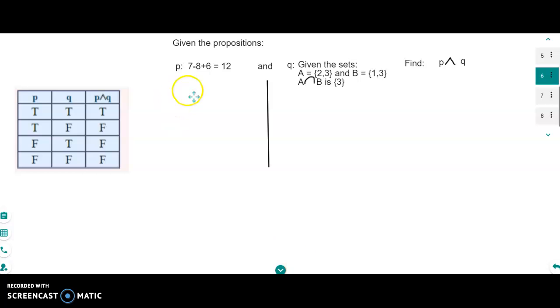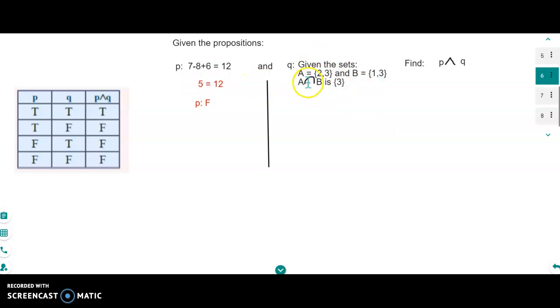So the first one, we're going to find this truth value. Okay, so we solve this operation, 7 minus 8, that makes minus 1. Okay, minus 1 plus 6, that makes 5, equals 12. So you can see clearly that this is completely false because 5 is different to 12. So P, finally here, the proposition P is false. Okay, so we already have the first truth value.